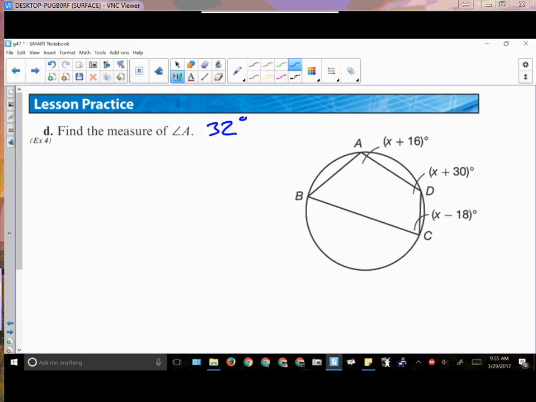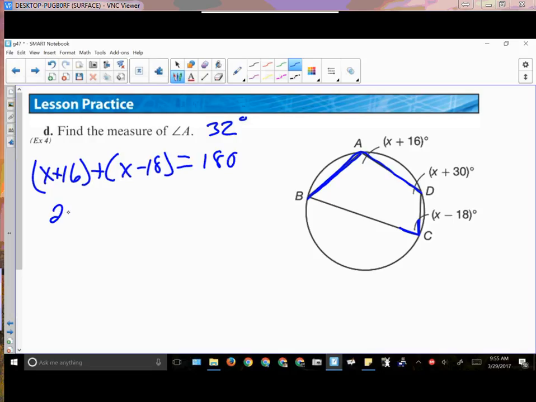Okay. Well, let's see. Did you show all your work? Okay. So basically what I need to do here is figure out what X is, correct? If I'm looking at this, angle A is right here. The other angle I should take into account would be angle C down here, correct? So that would be X plus 16 plus X minus 18 is equal to 180.